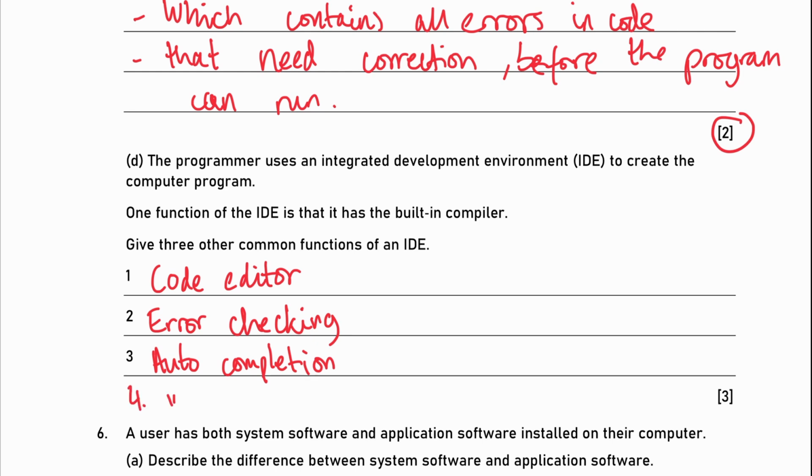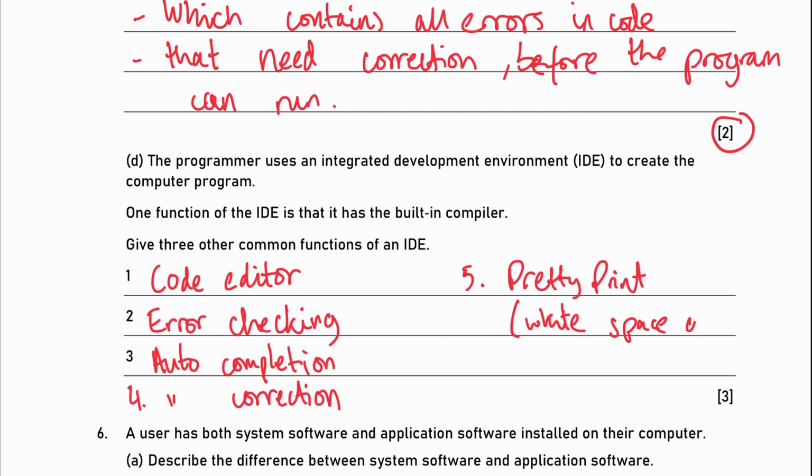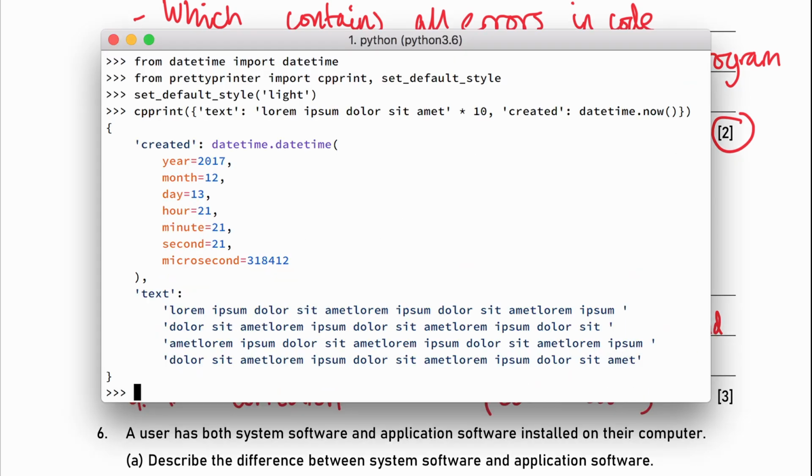So auto-completion. Auto-correction is another one. So if you've made a mistake, if you spelled a variable wrong, again, an IDE might offer you advice on that. And also they offer something called pretty print, which makes your code nice and readable, including the use of white space and indentation. Oh, and also color coding words. This is also classed as pretty print, just making it easy to read and easier to understand.